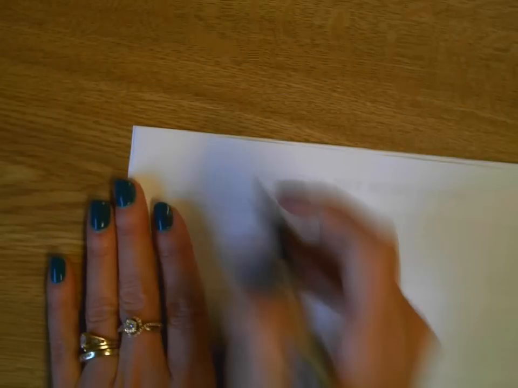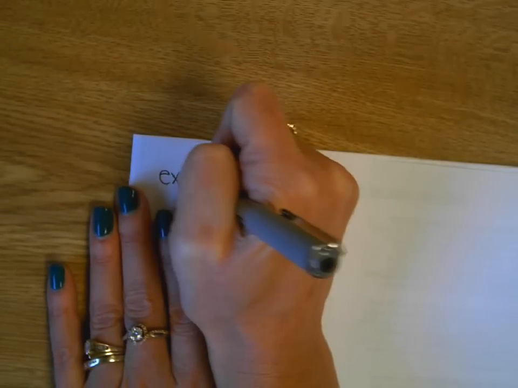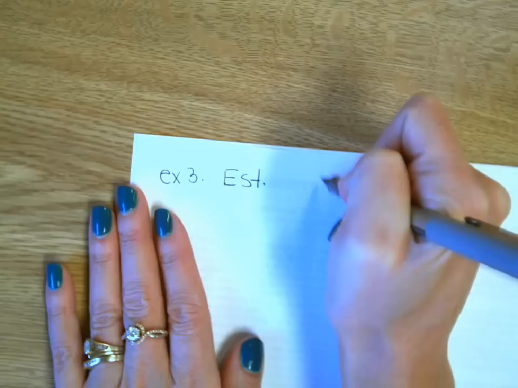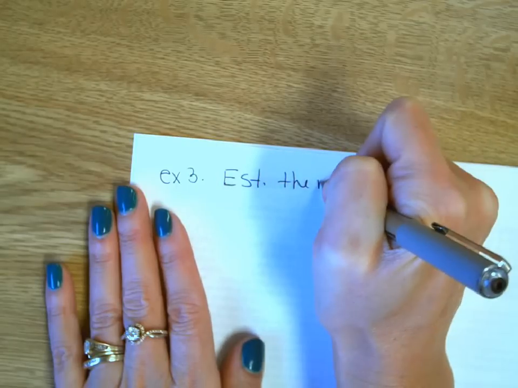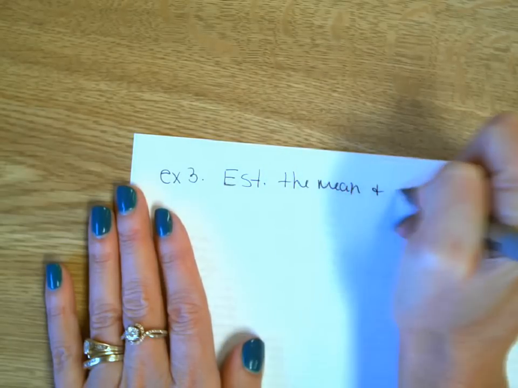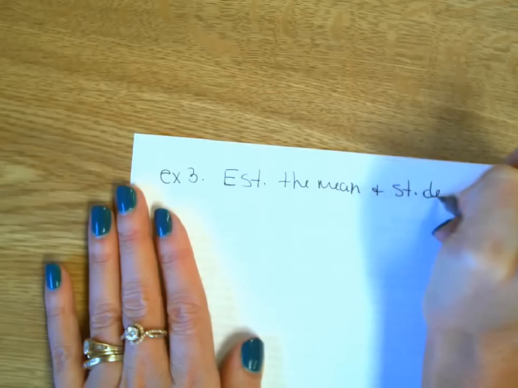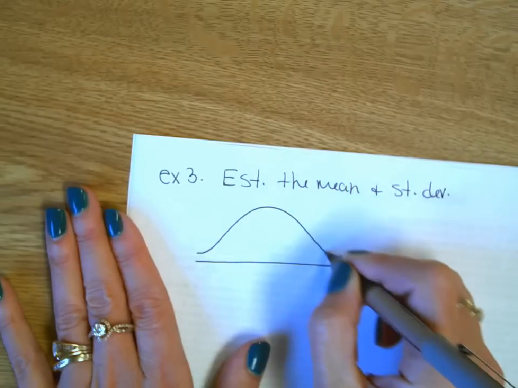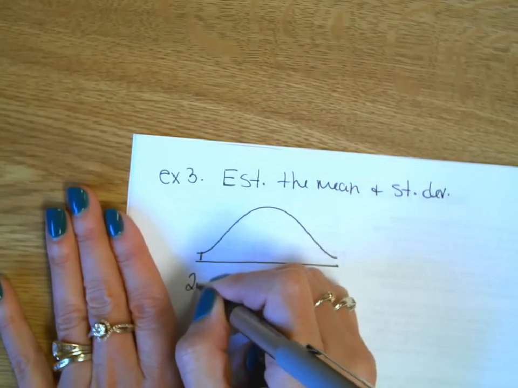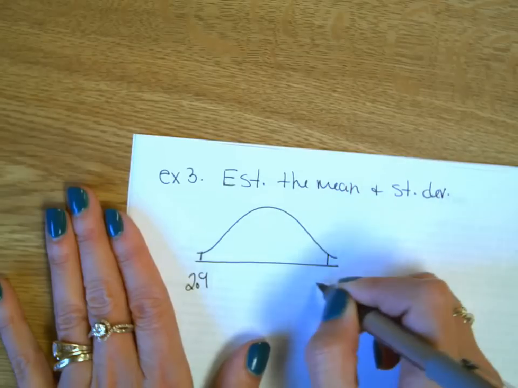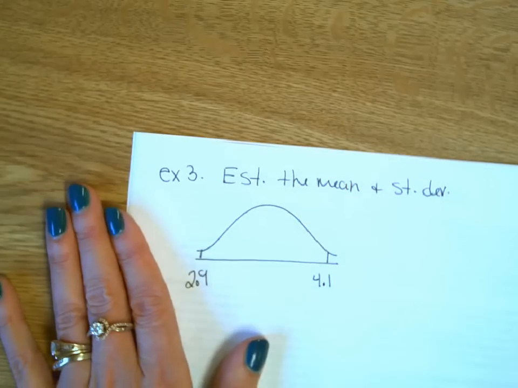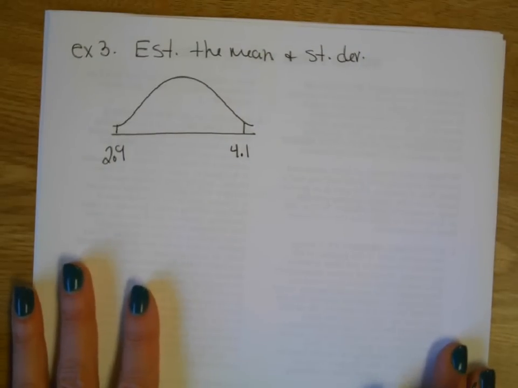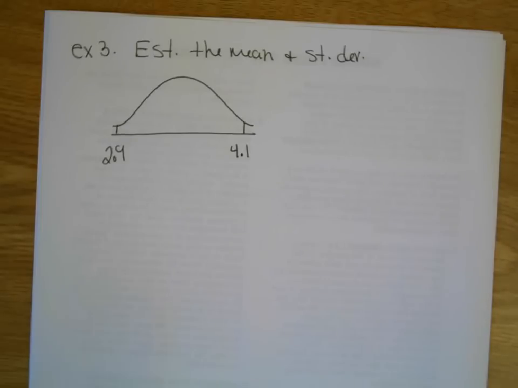And the last thing in section 1, but we're not done, because we're going to go into section 2. Why? Because we can. We're going to estimate the mean and standard deviation. 2.9, 4.1. That's all I'm going to give you. And we're assuming those are symmetrical. That's the best thing we can do here.